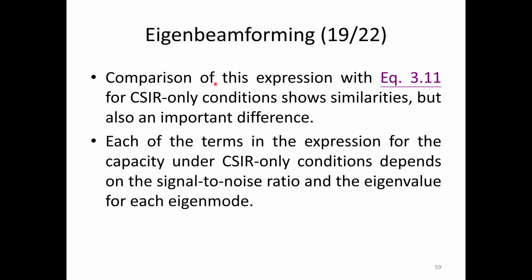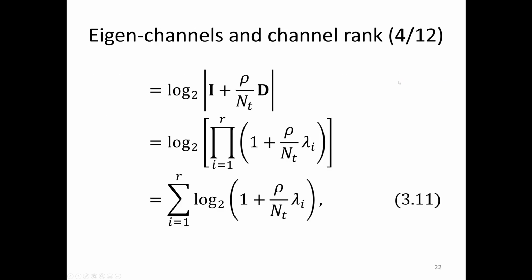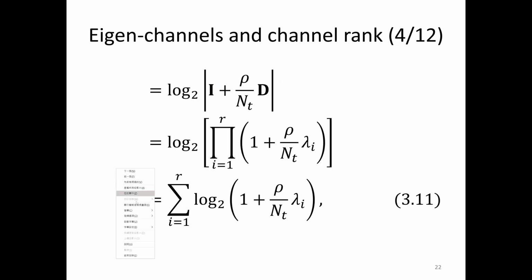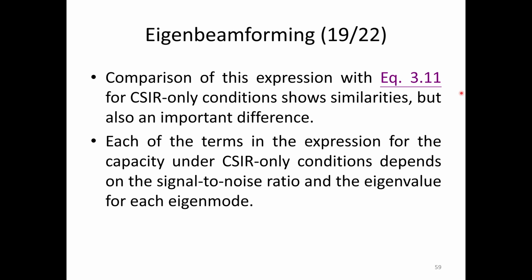Okay, comparison of this expression with equation 3.11. Let us go to equation 3.11. Capacity is equal to summation I is equal to 1 to R, log 2 of 1 plus rho over Nt times lambda I. Okay, go back to page 59.